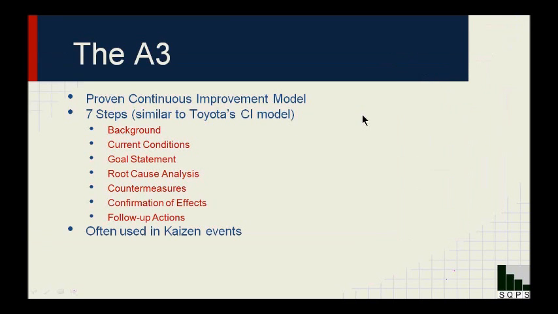So this program is a proven continuous improvement program. You have probably experienced it yourself or know some companies that you already use it. It's called the A3, and the A3 comes from the size of the paper. The size of the paper is 11 inches by 17 inches, and that is about two pages folded, regular size paper.